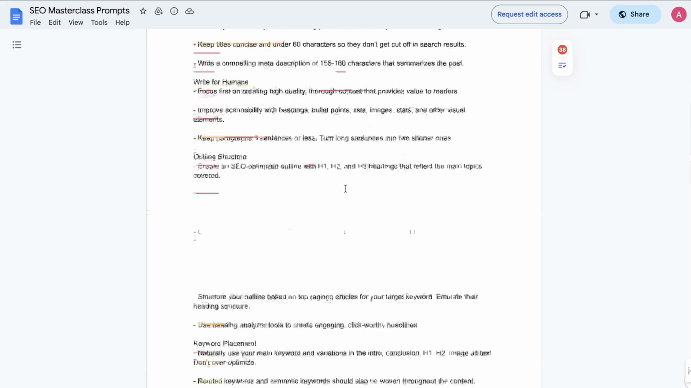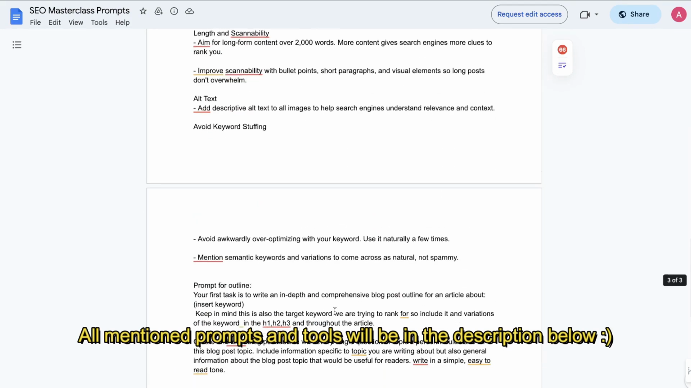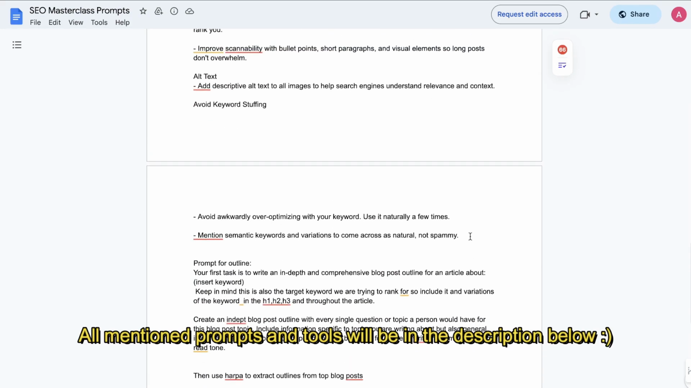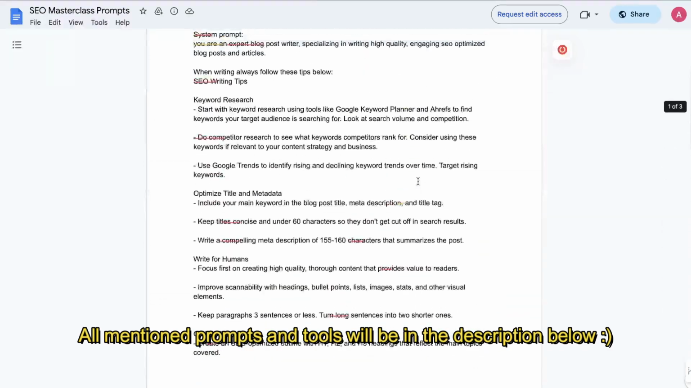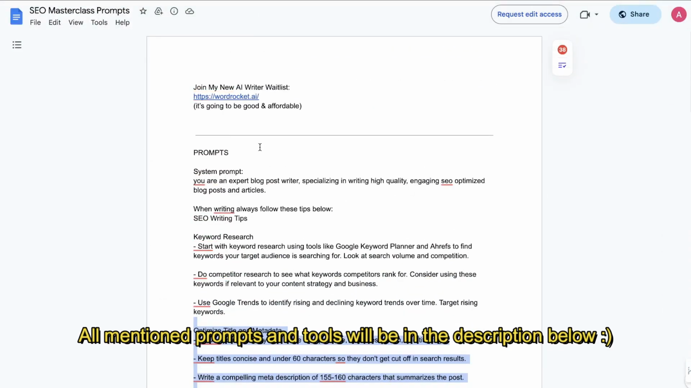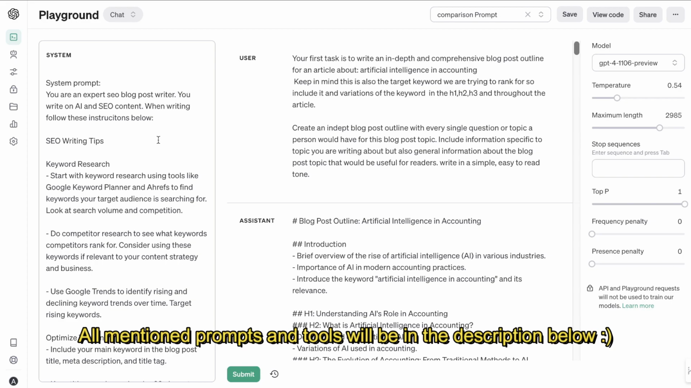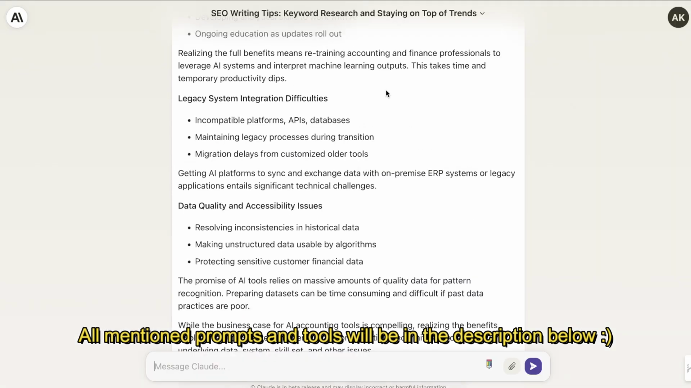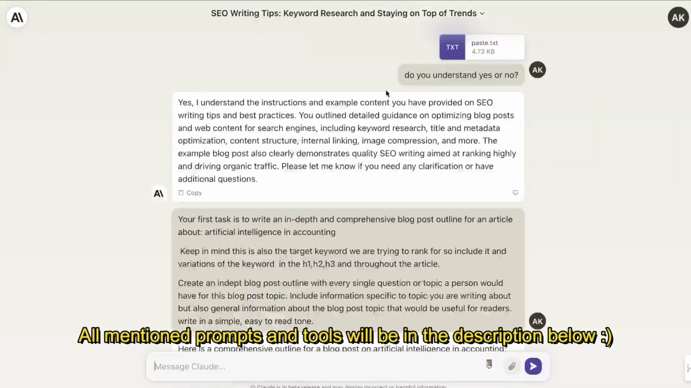But this is essentially the process in which I followed. I first went ahead and copied over all of the content, which tells the AI how to write in an SEO optimized manner. I copied those system prompts, and in the playground mode, I pasted that in. On Claude, unfortunately, there's no system prompts.